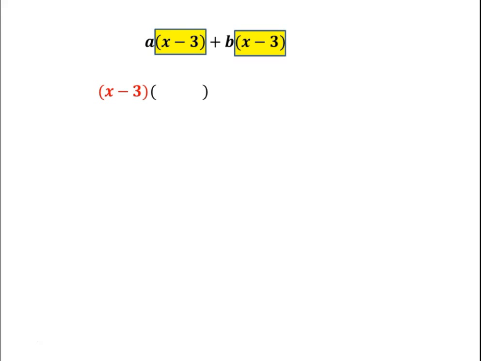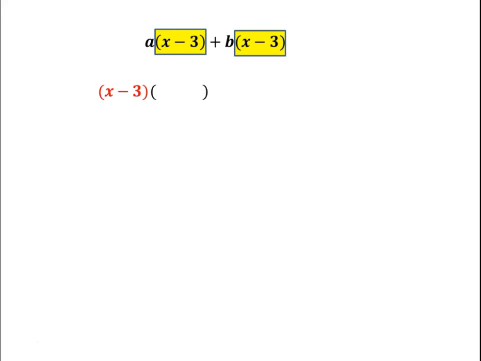Now, let's look at another example. Here we have a times the quantity x minus 3 plus b times the quantity x minus 3. So in this one, our common factor is the binomial expression x minus 3. So that's our greatest common factor. So we're going to write that down. And now I need an empty set of parentheses.